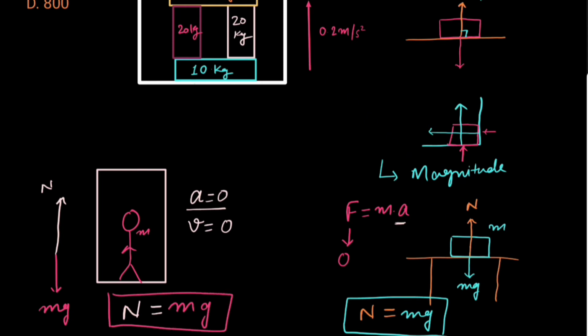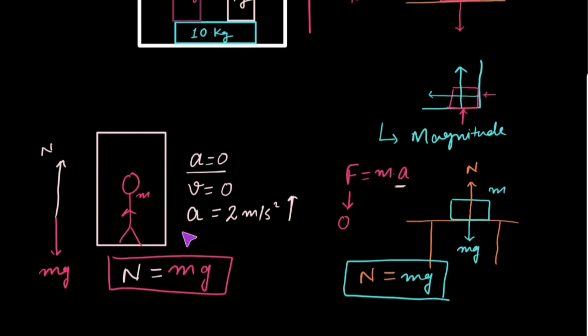Now take the second example. Suppose this lift starts moving with a certain acceleration, let's say 2 meter per second square in the upward direction. When this lift starts moving with this acceleration, the body of this boy would also be moving with the same acceleration in the same direction. So the acceleration of the body of this boy would also be 2 meter per second square in the upward direction.